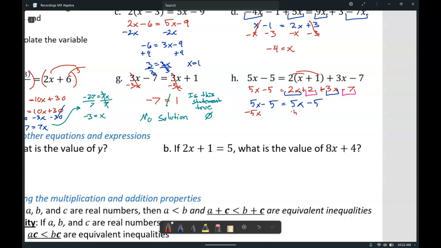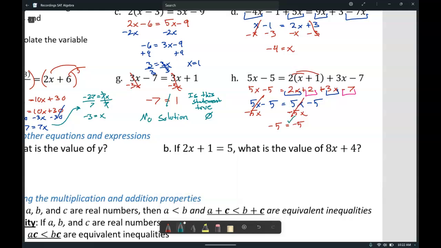Minus 5x, minus 5x. And the same thing on this question is going to happen as we did with the last one. Our variables cancel out, and we're left with negative 5 equals negative 5. So again, we ask ourselves, is this statement true? And yes, it is. Negative 5 equals negative 5.